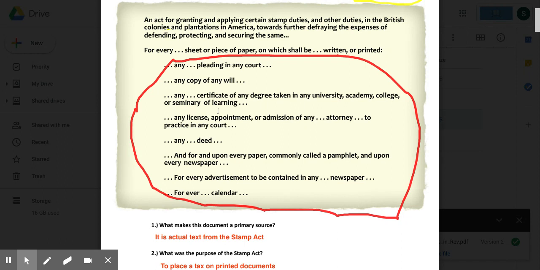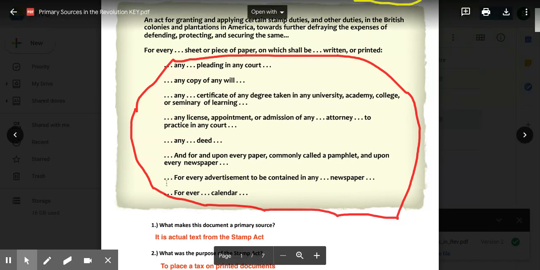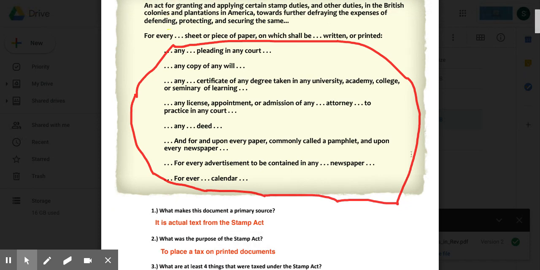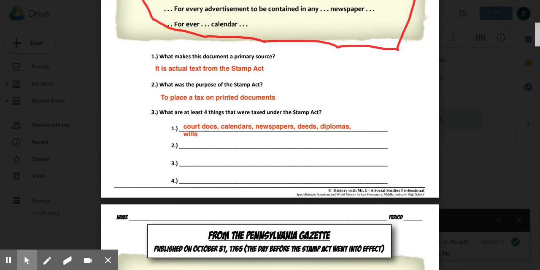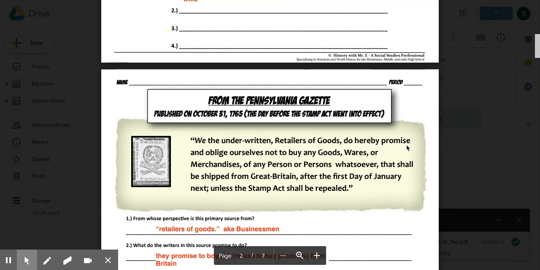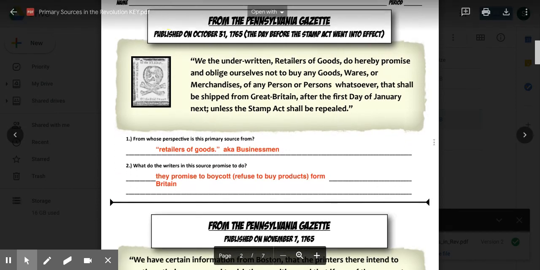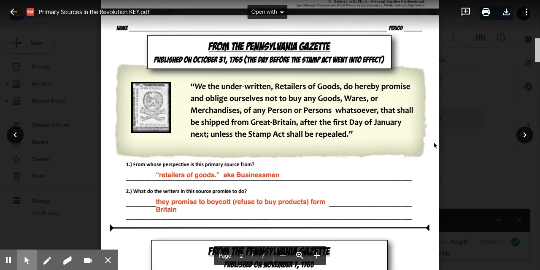university or a college or a seminary, a license, an appointment, a license to be an attorney to practice in court, a deed as a piece of paper that tells you that you own something like a farm or a house, a pamphlet, newspaper, advertisements, calendars. So you literally could have chosen anything, and I listed those right here: court docs, calendars, newspapers, deeds, diplomas, and wills.